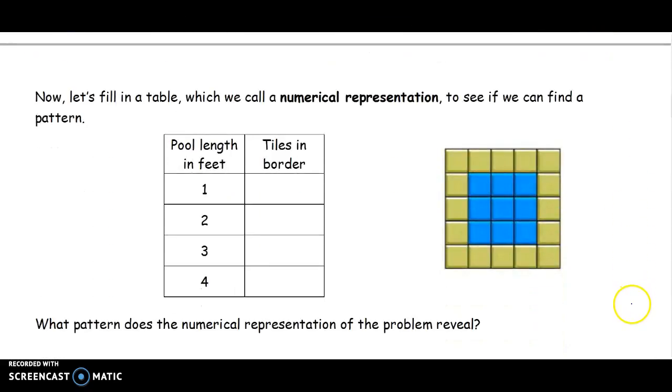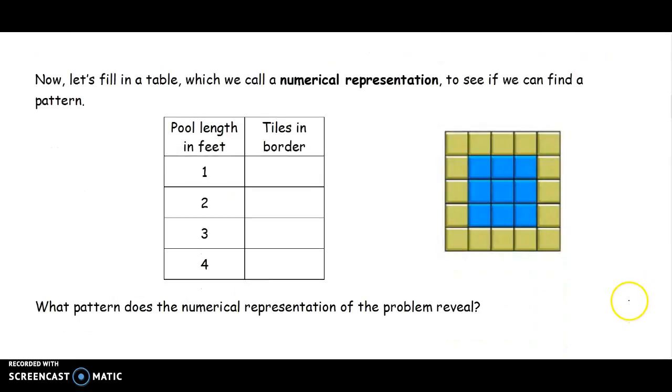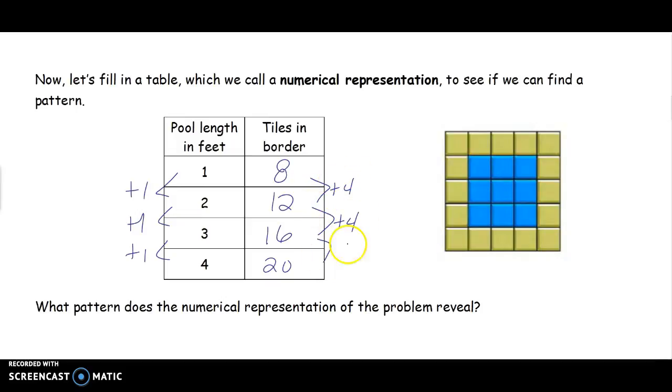If we were to fill in a table, we would have another representation, which is called numerical representation. So we just found that if we have a pool length in feet of 1, we needed 8 tiles. 2 would be 12, 3 would be 16, and 4 would be 20. Now, the question is, what pattern does this numerical representation of the problem reveal? Well, every time we've added 1 foot to the pool, we've added 4 tiles to our border.